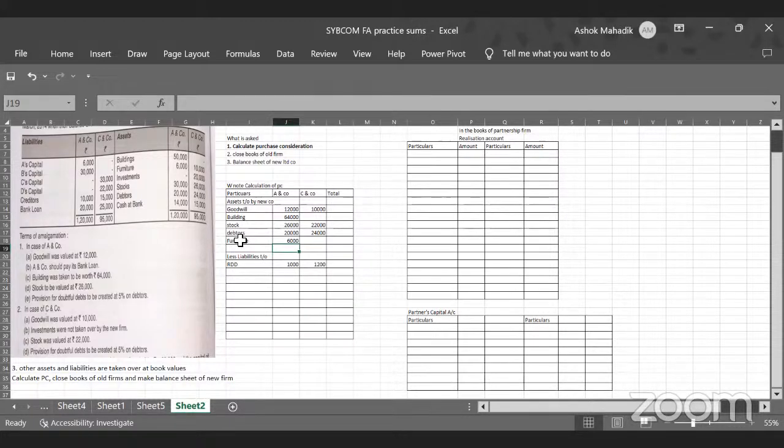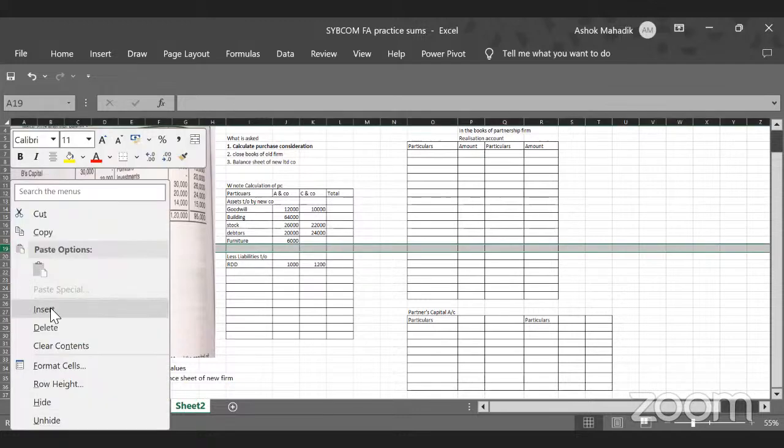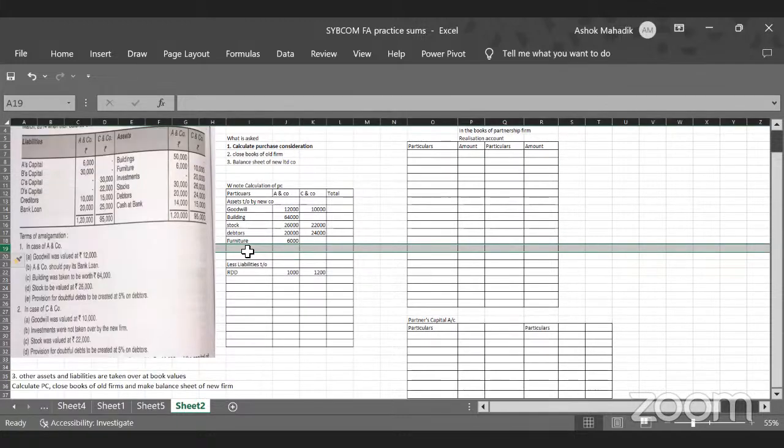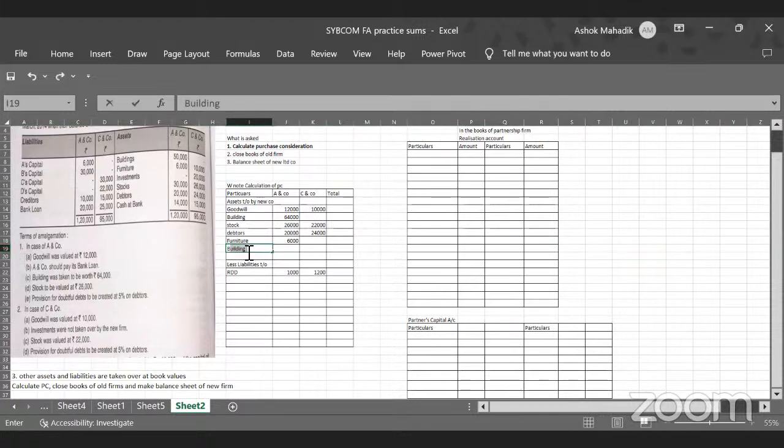Next, investment, it is in case of C. We'll have a look later on. Stock already taken, debtors taken, cash and bank I have to take. But I will insert one new line here. Cash and bank. So bank account, in case of A and company, 14,000. In case of C and company, obviously I'll be taking cash 15,000.